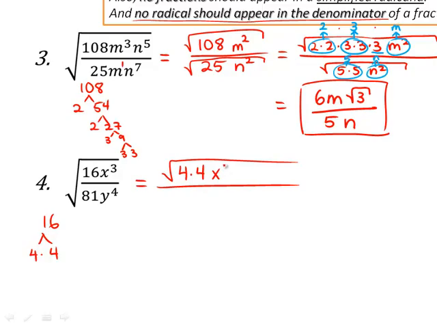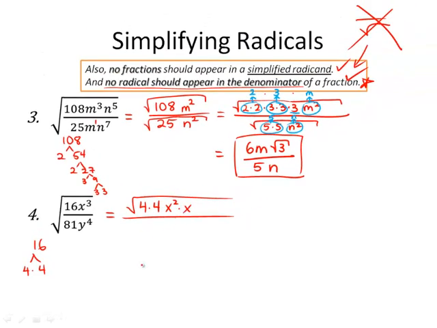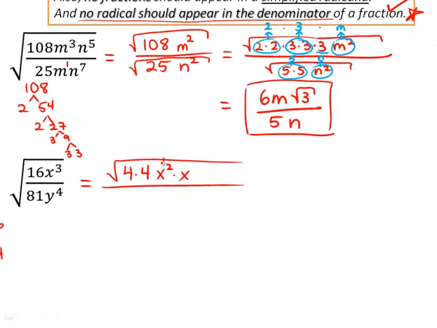X cubed we want to write as x squared times x, because we know x squared will root out to an x. Root 16 will be a 4, but there will be one x left under the root. So on top we'll have 4x root x.